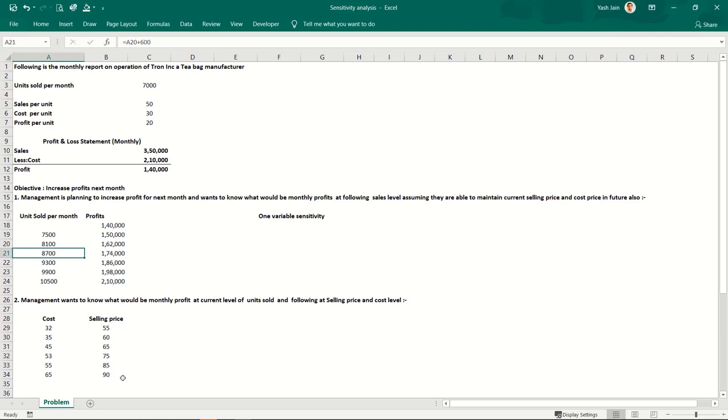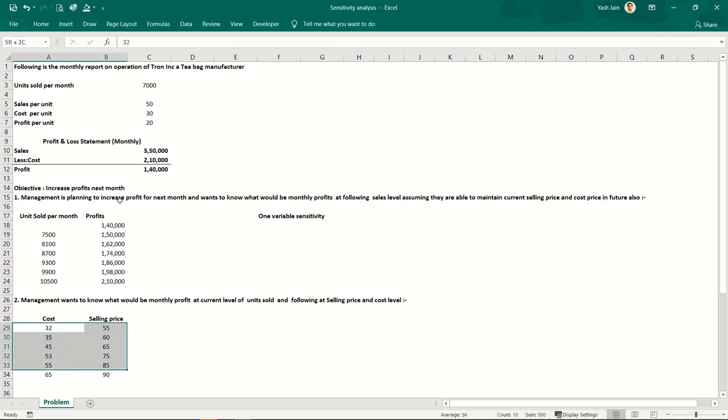Okay, now let us move towards part number 2 of this problem. Management wants to know what would be the monthly profits at current level of units sold. So if they continue to sell 7,000 units in the next month also, but if they change selling price and cost, so if selling price is increasing from 50 to 55, and to maybe sell goods at a higher price, they have to increase the quality of the goods. So cost incurred is increasing from 30 to 32, right?